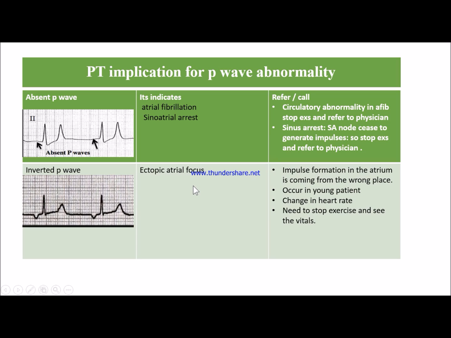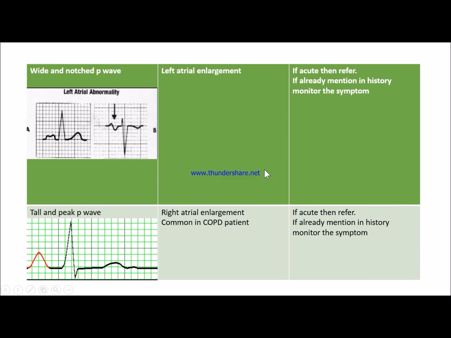There will be heart rate abnormality. So first we need to check whether it is really a heart rate abnormality or not. That's why we are stopping the exercise and we are referring after checking the vitals. If any abnormality is there, then only we are referring the patient to the physician and calling the other doctor. Let's see some more abnormalities of the P wave.